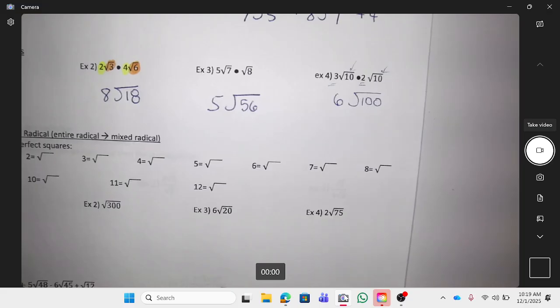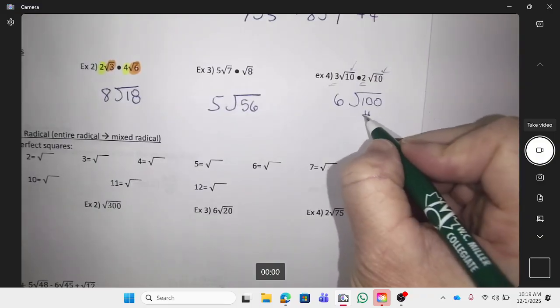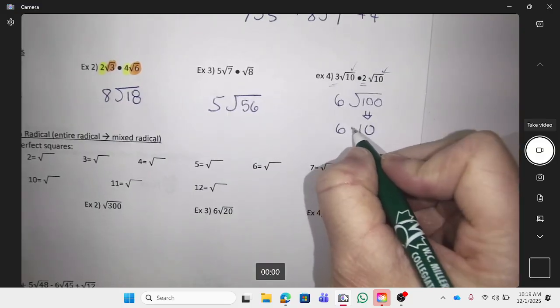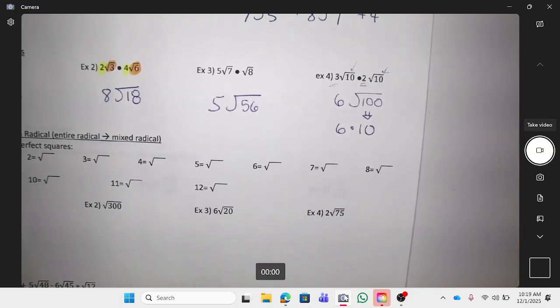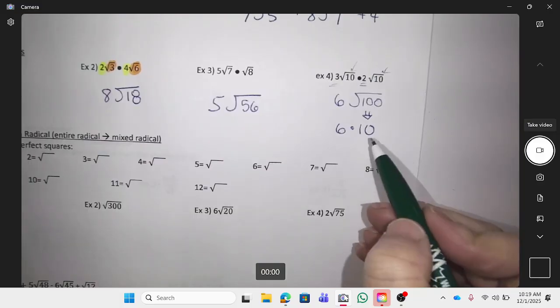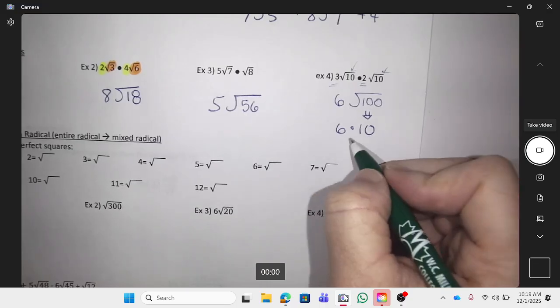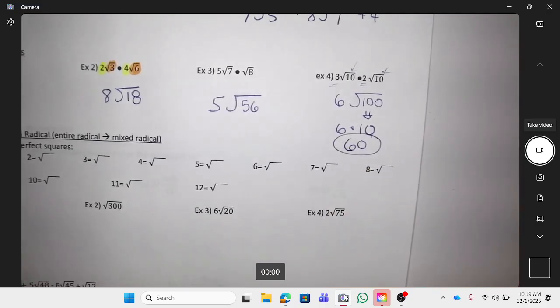Okay? I'm not going to leave that alone, though. There's stuff I can do to root 100. The square root of 100 is whole number 10. And now that I've turned it into a whole number, I can put it with this whole number. So that becomes 60.